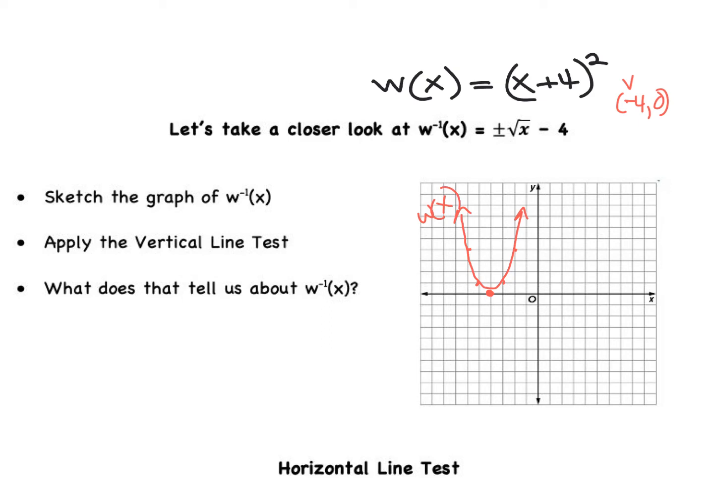So w inverse of x, I know is a reflection across the line y equals x. So it's going to reflect across this. So the ordered pair that sat right here on -4, 0 is now going to be 0, -4. And it's going to be a parabola that opens on its side. So it's going to look like this. So this one down here is w inverse of x.